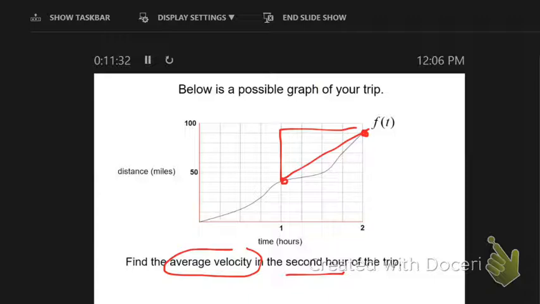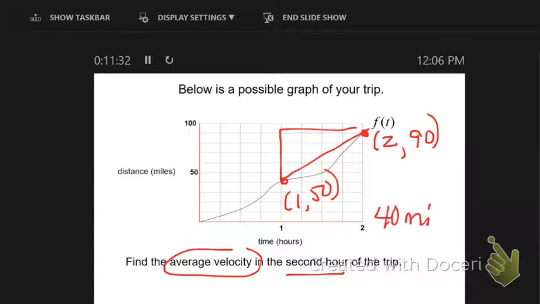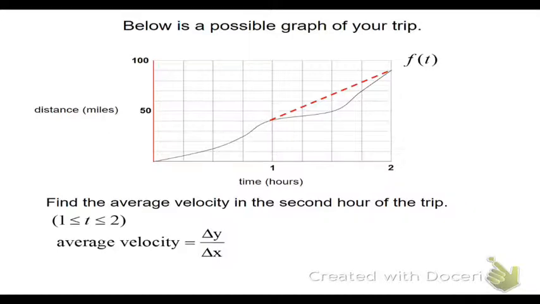Subtract the y's, subtract the x's, or remember, it's speed. It's change in distance over change in time. So the coordinates of this point at the end would be 2, 90, and my starting point is 1, 50. So the average speed would be 90 minus 50, or 40 miles, and it took me 1 hour. So my average speed for the second hour of the trip is 40 miles per hour. Okay, so that was the average speed in the second hour of the trip. But remember, that doesn't represent how fast you were going at every given moment. If I want to know how fast I'm going at each individual moment, I have to use the slope of the tangent. Let me now focus on that.